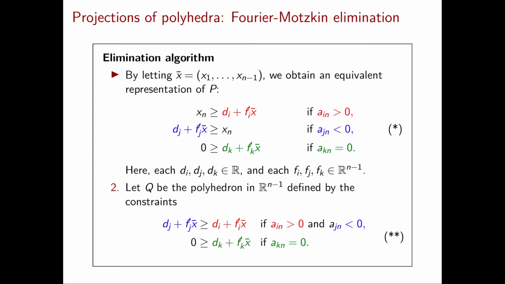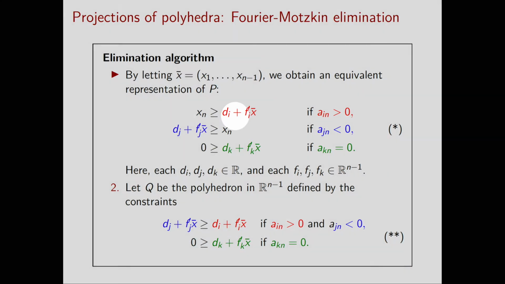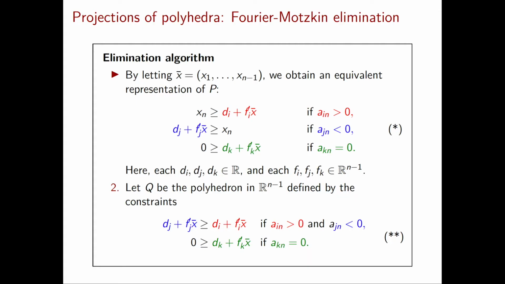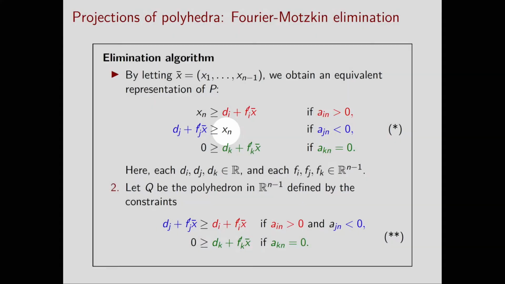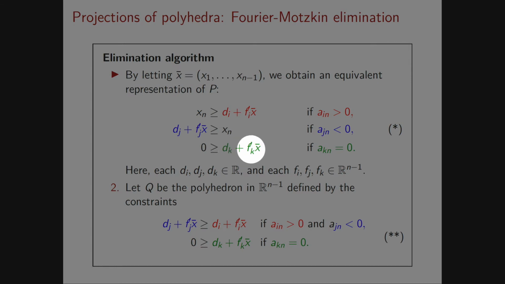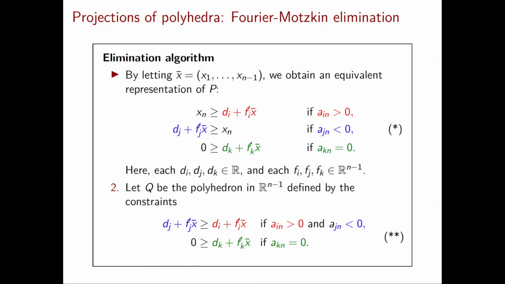So now, in this new slide, I have simply rewritten what we have just discussed, but I have highlighted with different colors the three different types of inequalities. In red we have the lower bounds on x_n, in blue we have the upper bounds on x_n, and in green we have the inequalities that don't contain x_n at all. Now in the last step of the algorithm we are going to write down the system that, as we will see later, describes the projection of P. We're going to call it Q for now, this polyhedron in R^(n-1), and it's obtained as follows.